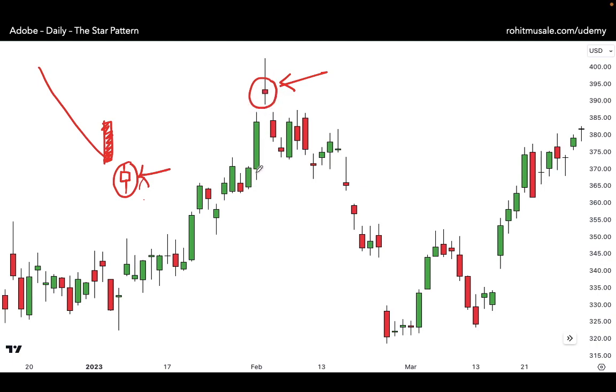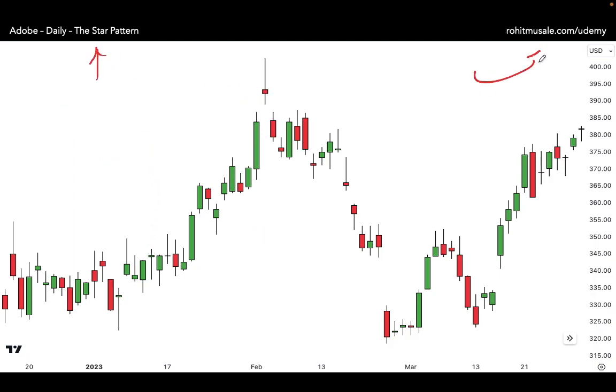And these stars are part of patterns. Like for evening star, the second candle is a star. For morning star, the second candle is the star at the bottom. This candle is something which I have discussed in detail in level 2, I think, of my Japanese candlesticks trading mastery program. It has multiple levels.